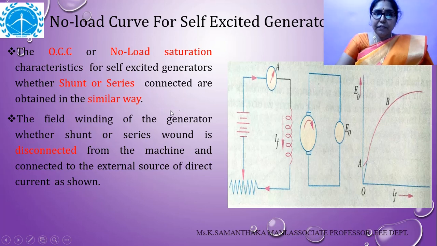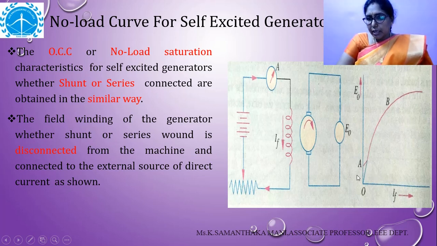So the procedure for obtaining the OCC for a separately excited generator or a self excited generator, whether shunt or series, is one and the same. The field winding of the generator, whether shunt or series wound, is disconnected from the machine and connected to the external source of direct current as shown in the figure, so that you can observe it here.